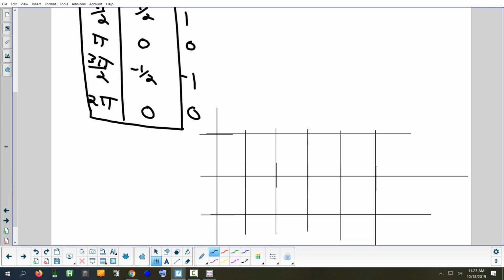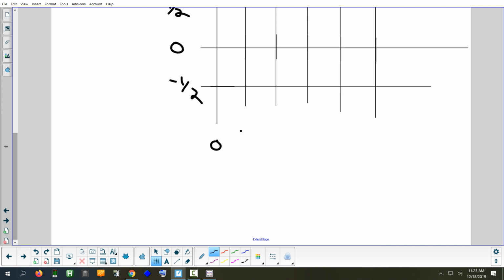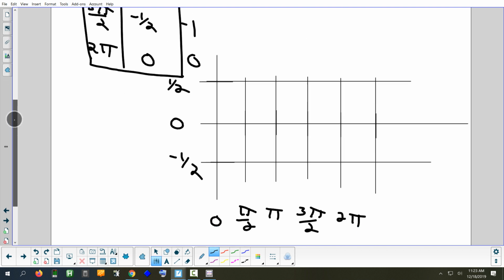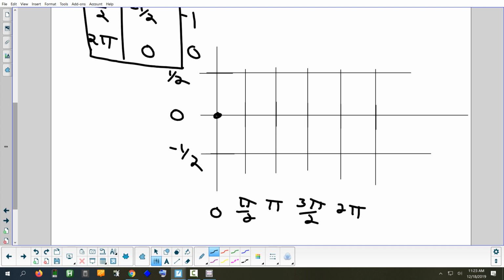Okay, so let's graph it. Again, this graph is going to look exactly the same as all my others because I'm going to scale my graph on the y-axis by 1/2. 0, pi over 2, pi, 3 pi over 2, 2 pi. Right, and we're at 0, half, 0, -1/2, back to 0. And there's your sketch. Questions on that?